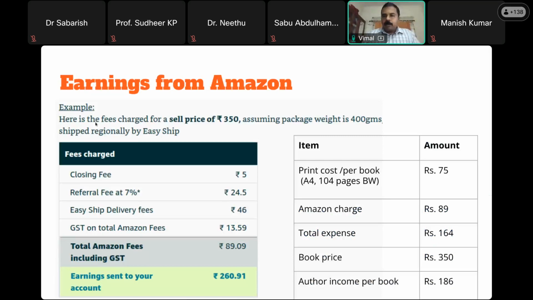See here, print cost 75 rupees per book. Printing cost, offset printing cost. Amazon charges 89 rupees. Total expense 164. Book price 350 rupees. The author's income per book is 186. This also we can practice. Suppose you are sure that you have a good audience and it will sell very well. Make use of the offset press. You can print 500 or 1000 copies. You can make them available in shopping sites and sell them.